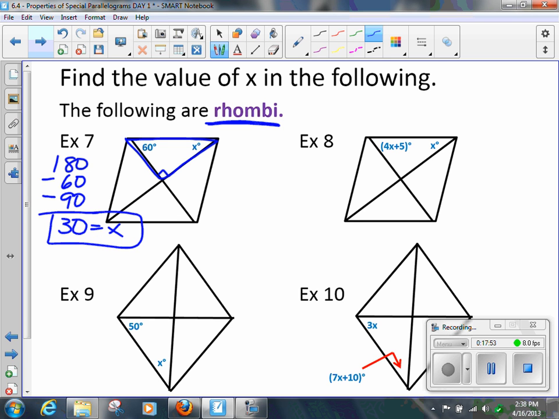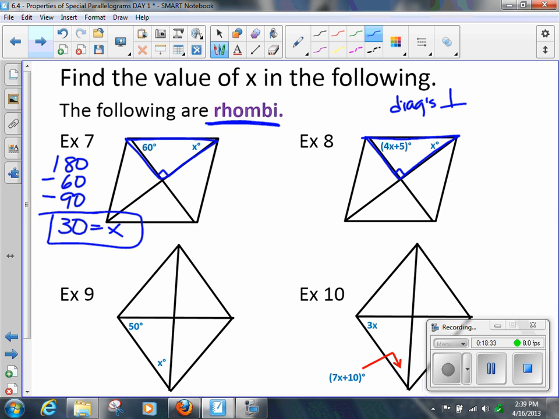Is that right? Is it easy? Okay. How are you going to do the next one then? How are you going to do it if it's not an angle measure? Equal it to 180. Because we know that the diagonals are what in a rhombus? Perpendicular, which means right triangle, does it not?